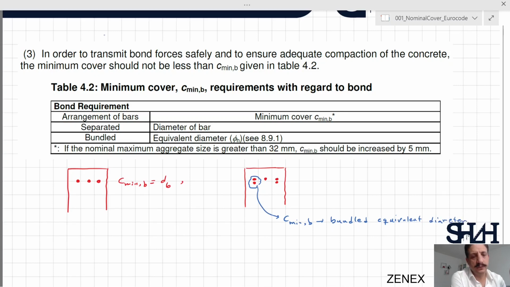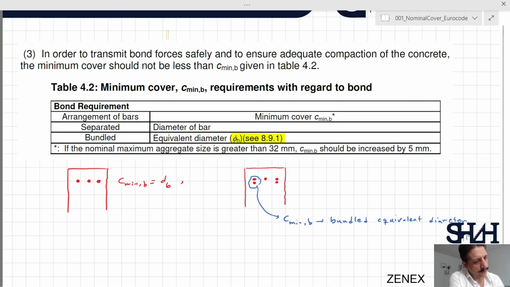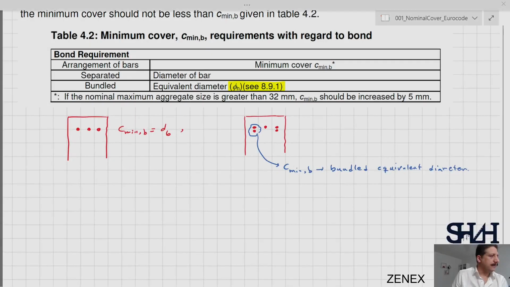You can find how to calculate phi n from the clause 8.9.1, and then that will be C minimum b. Then we need to calculate the durability cover, which is given in the other clause.